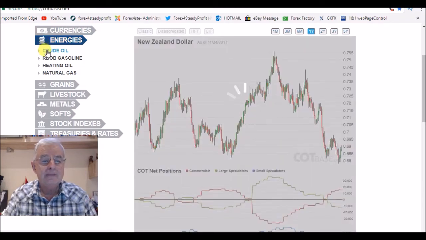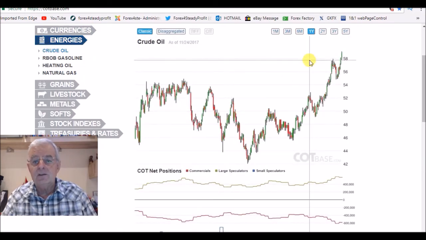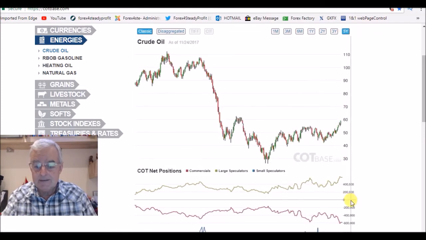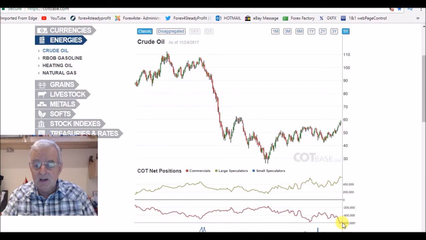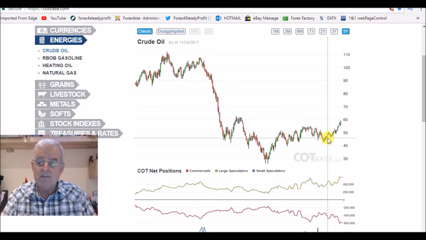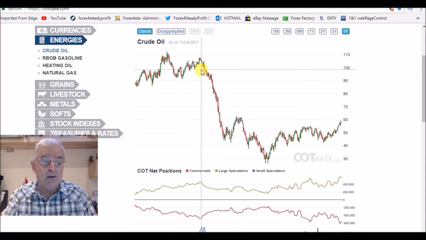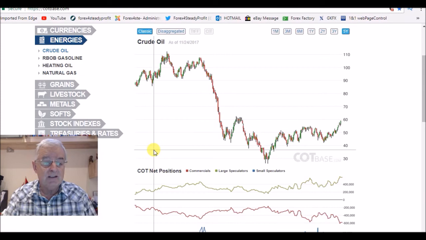Crude oil. Again, if we go onto a 5-year chart and we look back, the commercials are very bearish of crude oil. So I am expecting a hard fall from up here. I think there's going to be a bit of trouble with the Russians. Russia desperately needs the oil revenue. So I think that they'll be looking to pump more oil.